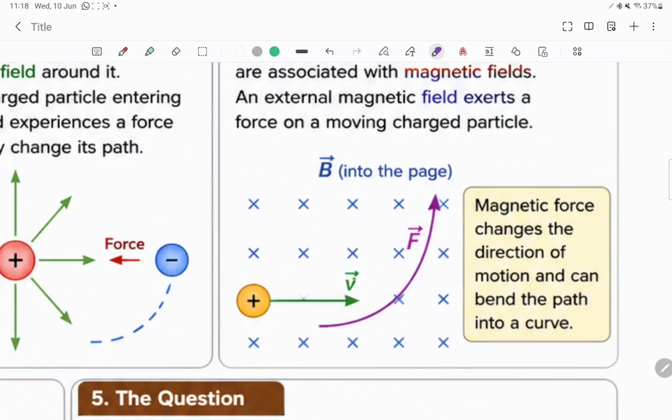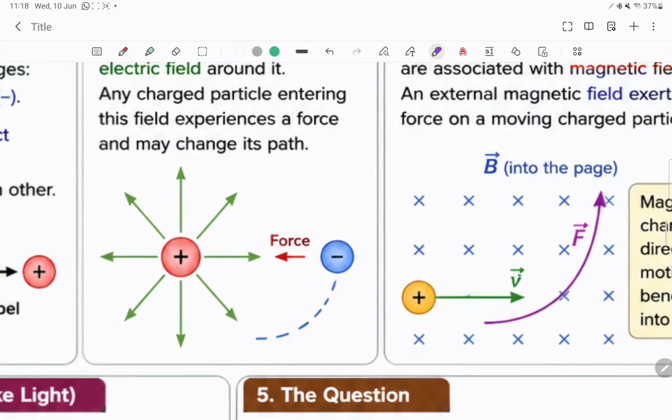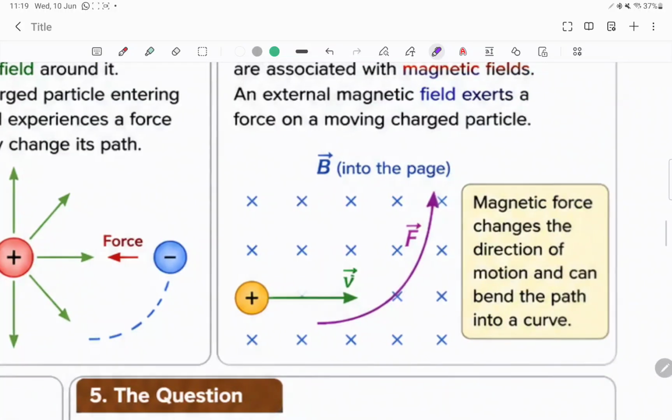Here the path is curved, but in the case of an electric field, it either pulls or pushes the electron based on its charge. But the magnetic field acts on the direction, so it changes the straight path into a curved path. This is something very important. These are the pieces of information they already knew in the 18th century.